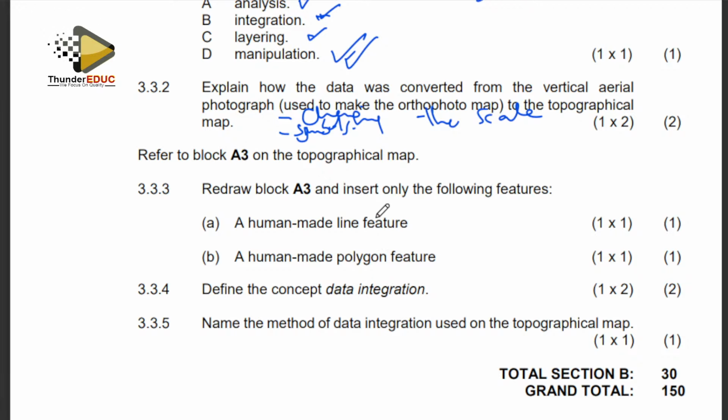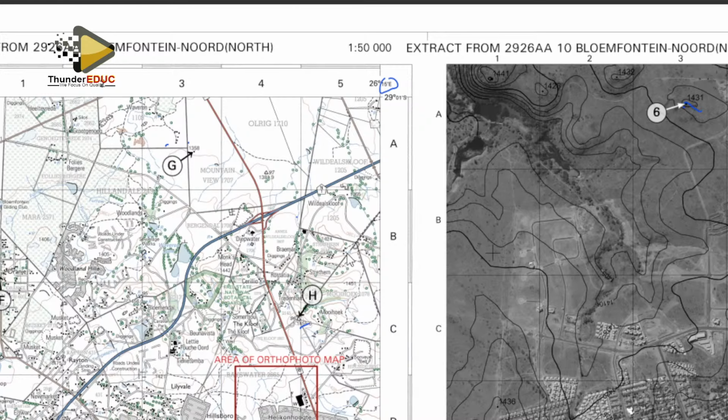Human feature, they say redraw the block A3 and insert only the following features. Human feature, human made line feature. Let us go to the map. The map is here. Okay, this section here. What is a line feature that we see there? Please check nicely, guys. Look at what do you see as a line feature?